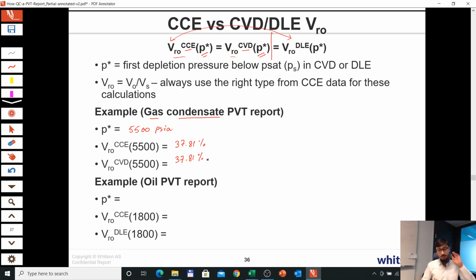So that's how you can do this QC. Very simple one, but again, it gives you important information about the consistency of the different PVT experiments. Okay, and the question would be, if for example they are not the same, which one are you going to blame? Which one is inaccurate, whether it's a CCE experiment or CVD?